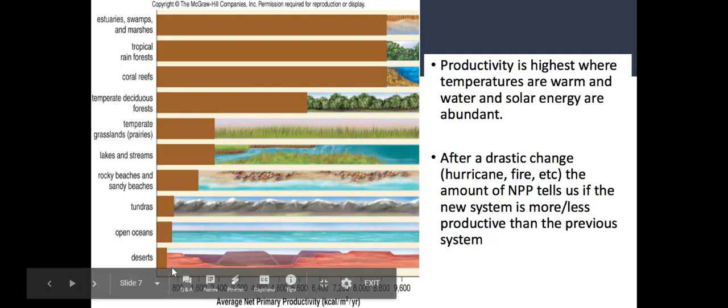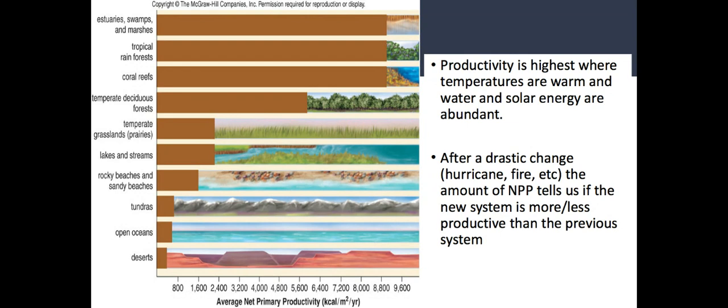When we get all the way down to the deserts, we see that the deserts aren't as productive. We have the high temperatures. We're probably going to have large amounts of sun, but what we're missing is the water. So one of the major limiting factors in deserts, as you recall, is going to be water. So they're not nearly as productive as any of the other biomes that are above it.